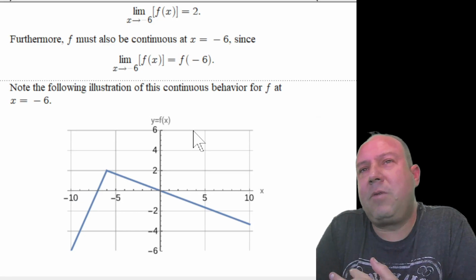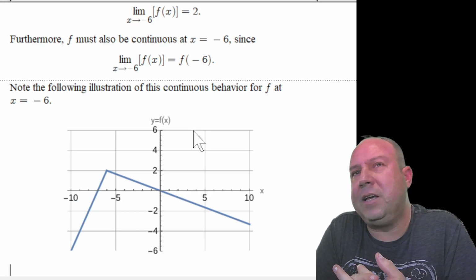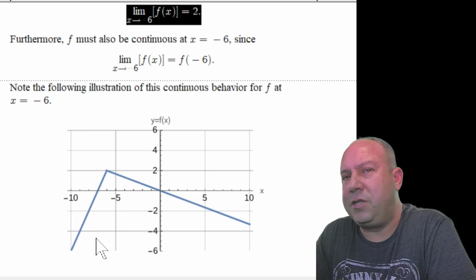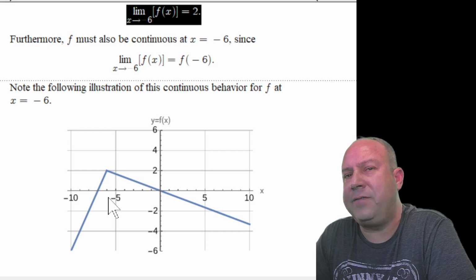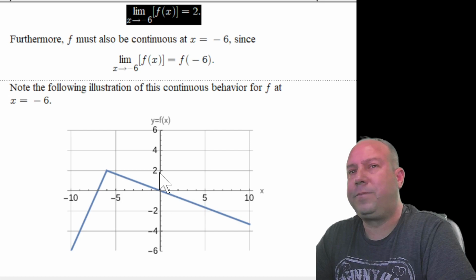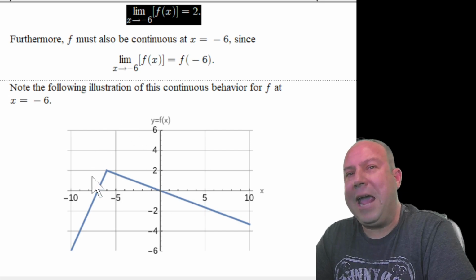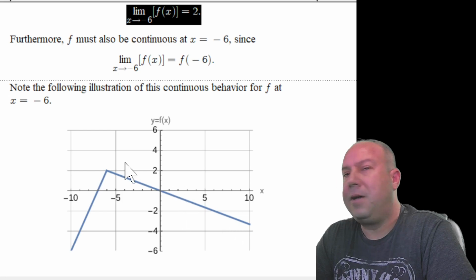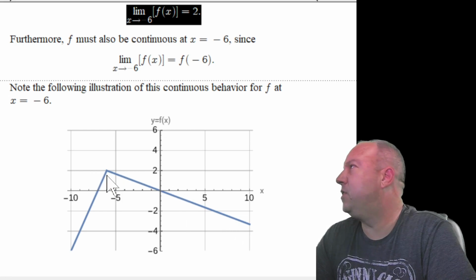So note, all this is supported in the following illustration here. That limit as x approaches -6 equal to 2 is certainly true as we approach from the left and the right. At this value of -6, we are approaching this dependent value of 2. And it's continuous there. As I draw this graph from left to right, I don't have to pick up my pencil at -6. There's no hollow dot there. There's no gap or hole.